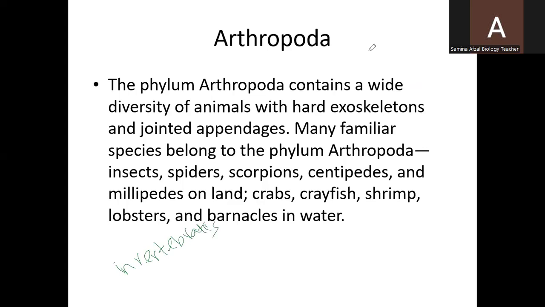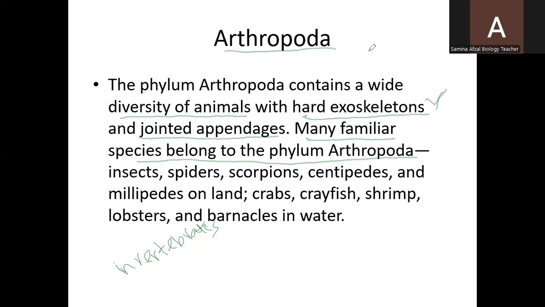So among invertebrates, we will discuss Arthropoda. The phylum Arthropoda contains a wide diversity of animals with hard exoskeletons. The vertebral column is absent, but they have a hard exoskeleton and jointed appendages. Jointed appendages are the parts of the arthropods with joints. Many familiar species belong to the phylum Arthropoda, and we have to discuss some classes of it which are part of the syllabus.